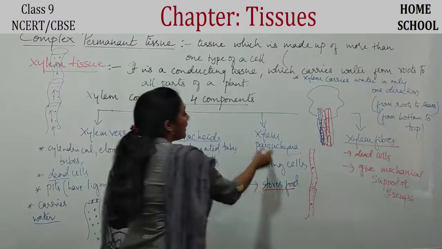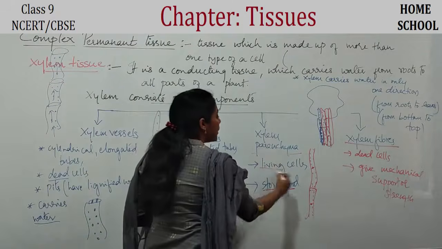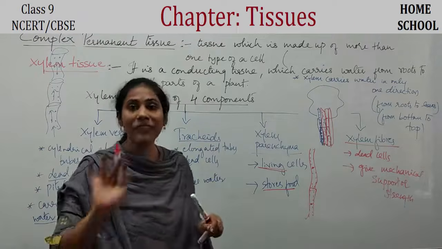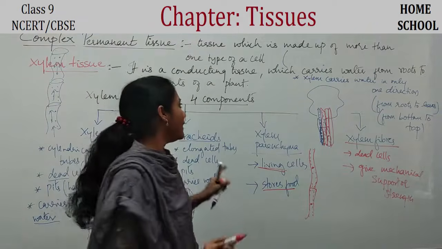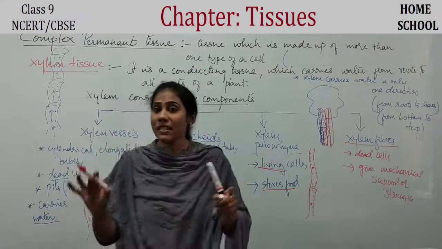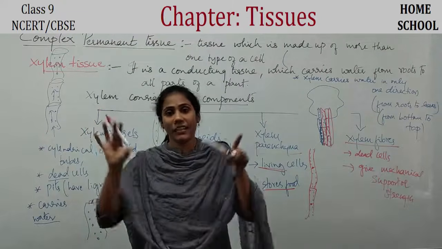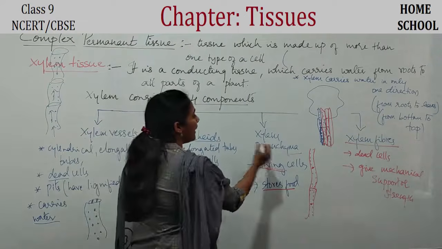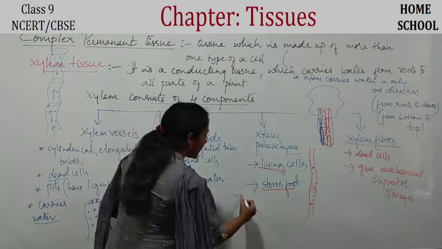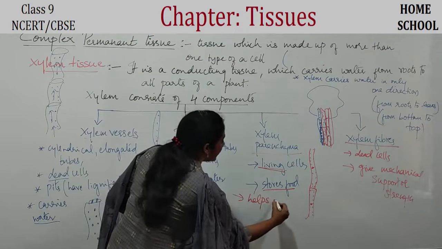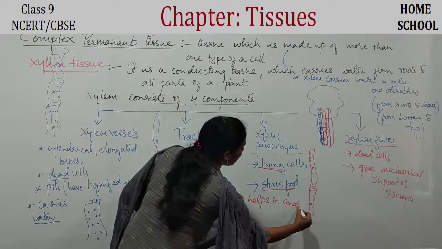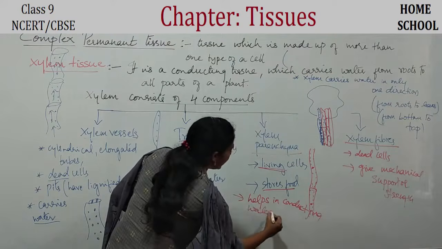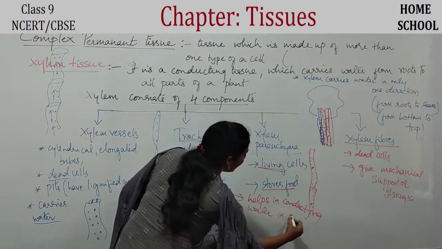And xylem parenchyma is the only component which is actually living. Remaining 3 components are dead cells. Clear? And the water can be passed in only one direction, guys. Unidirectional. Clear? Fine. And there is one more work by xylem parenchyma. Actually, this helps in conducting water. That means conducting in the sense of carrying water. Conducting water sideways.